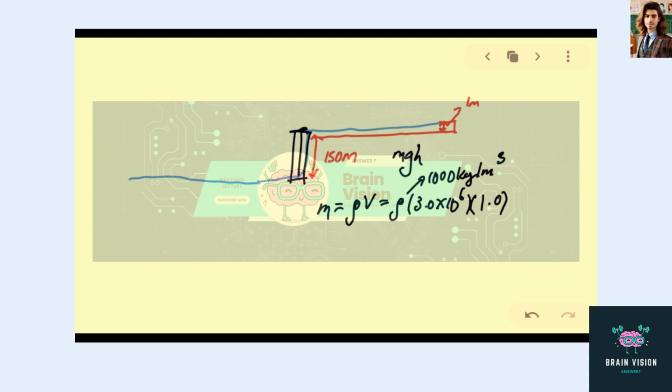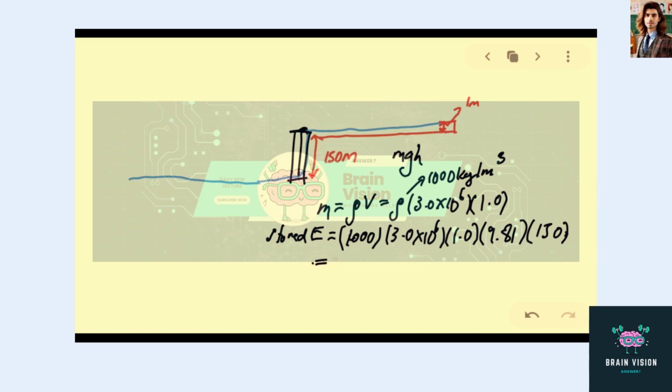And so we can find the total stored energy, taking 1000 times the volume, which is the mass, multiplied by g, 9.81, and the height, which is about 150 meters. So the energy we get is about 4.4 times 10 to the power 12 joules.